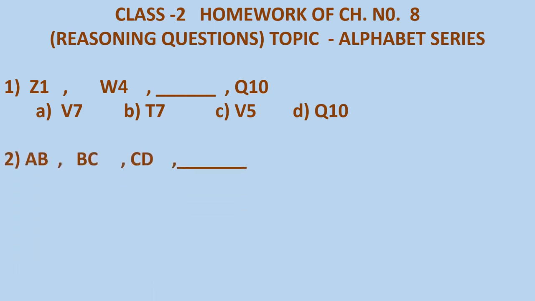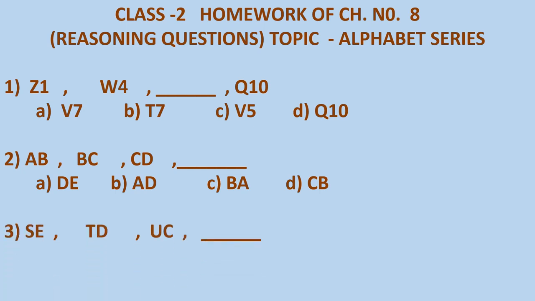In question number 2, A, B, B, C, C, D dash, and options are A, D, E, B, A, D, C, B, A, and D, C. So you have to fill accordingly. In question number 3, S, E, T, D, U, C, and dash, and the options are T, U, W, A, V, B, and S, C.